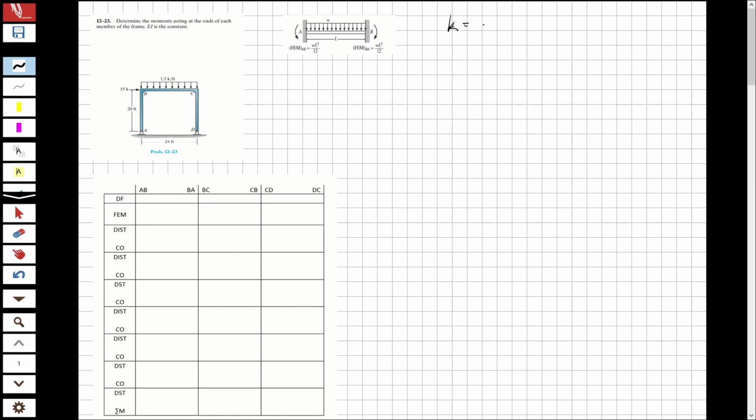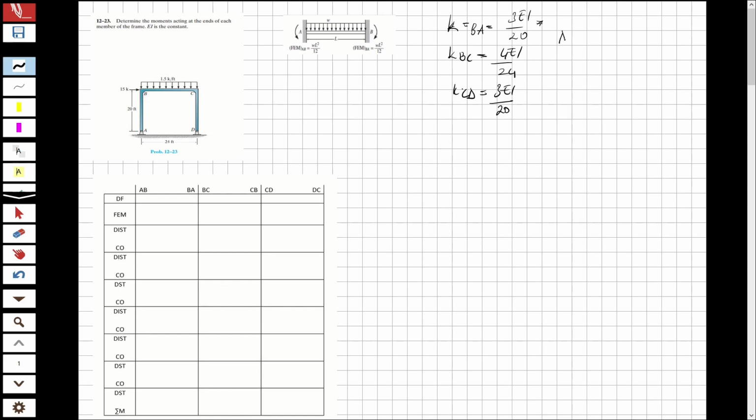Stiffness factor KBA is equal to 3EI over 20. Okay, it can stay like that. And for KBC, 4EI over 24, and for KCD is equal to 3EI over 20.